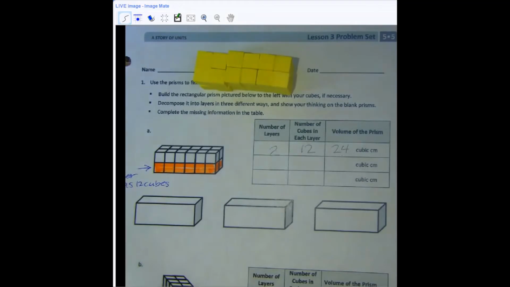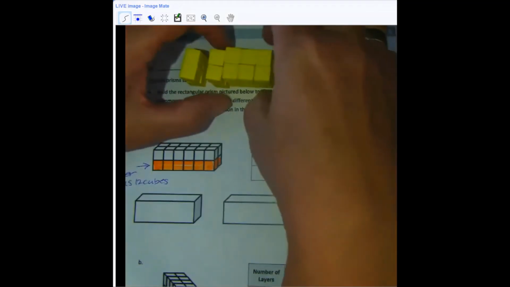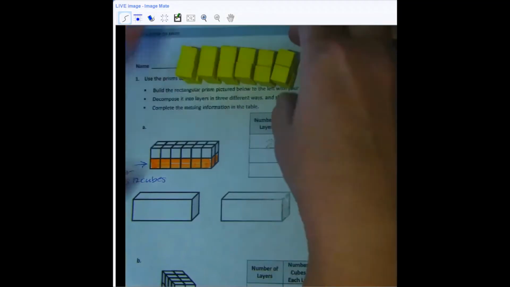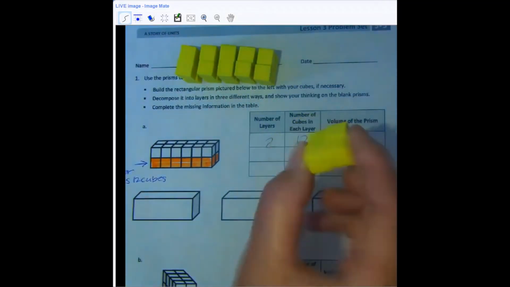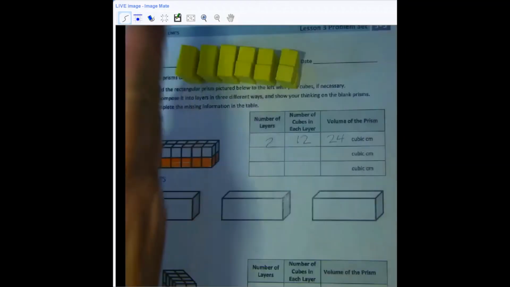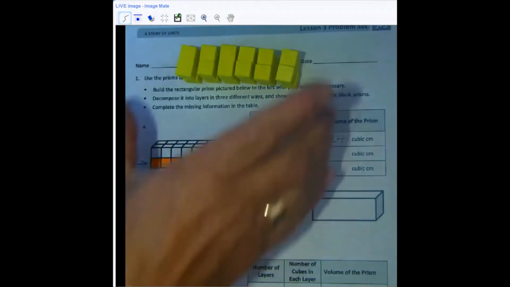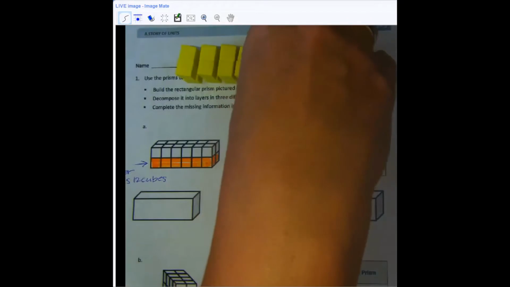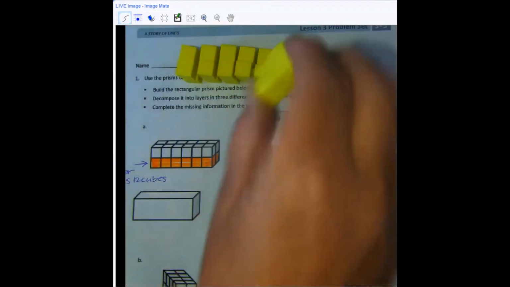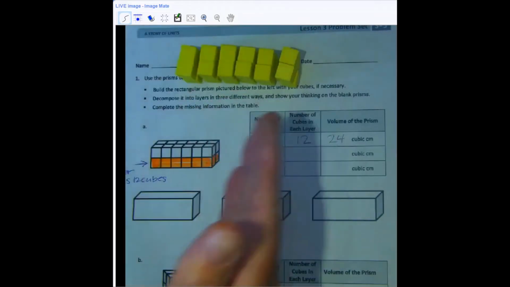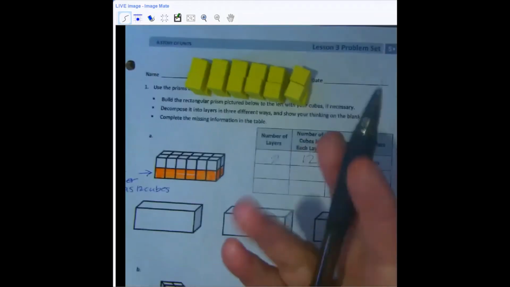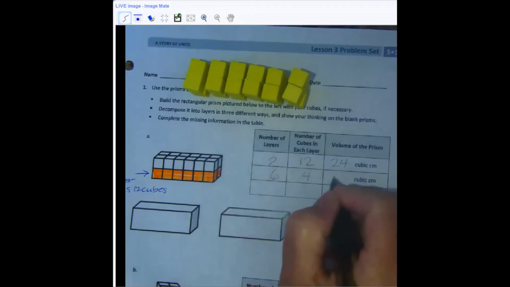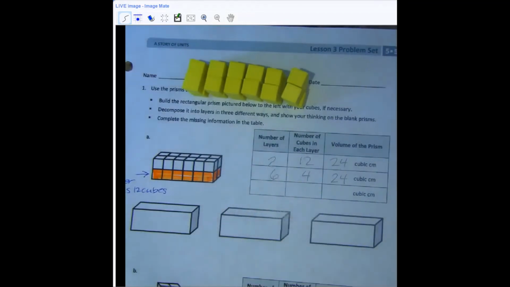Now, it wants us to do it in other ways. You can also decompose it like this. If I spread out these little layers of 4, I'll call them slices, but they're still layers. I could turn this box on its end, and every layer then would be 4. Or I could just call them slices, and I have 6 layers of 4, which also gives me 24 cubic units. So there you go.